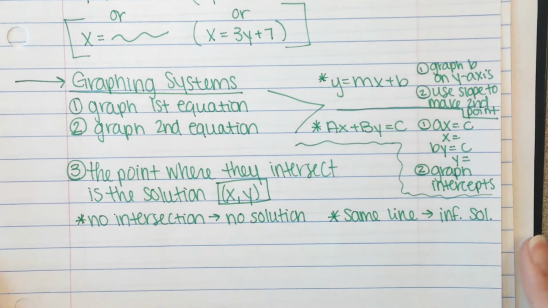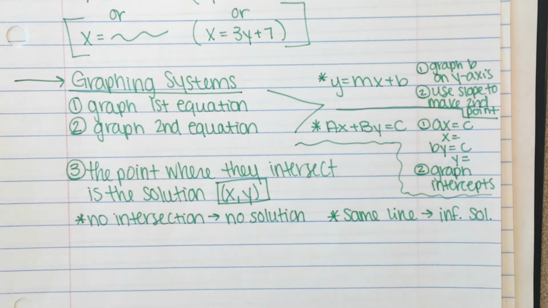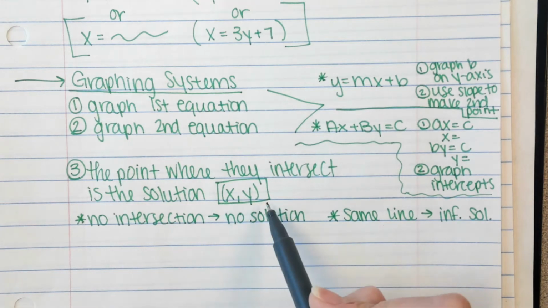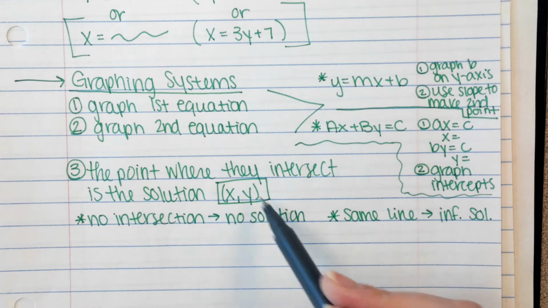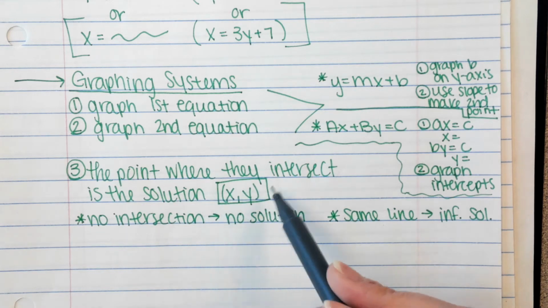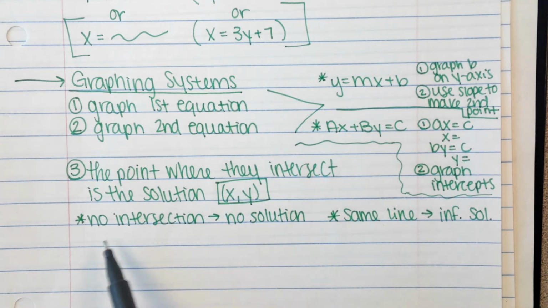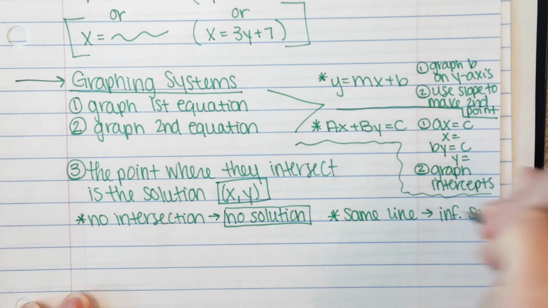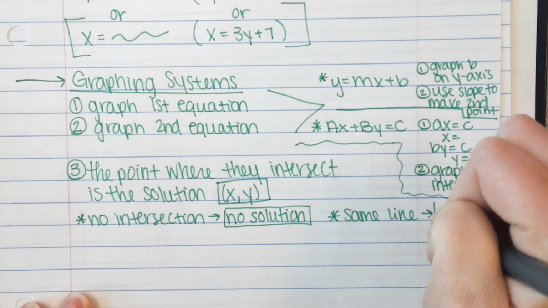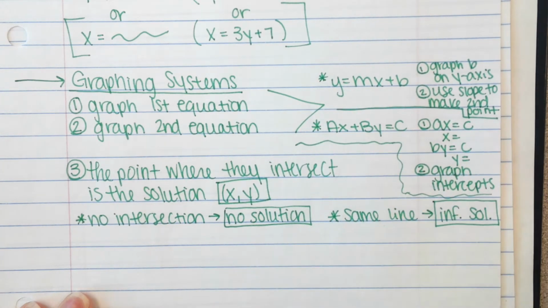Number 3, your solution is the point where they intersect. Wherever your lines intersect, you should have an X value and a Y value. It's an ordered pair. That is your solution. So that's what you're looking for when you graph them, that intersection point. If there's no intersection, your answer is no solution. And if it's the exact same line, you have infinite solutions.